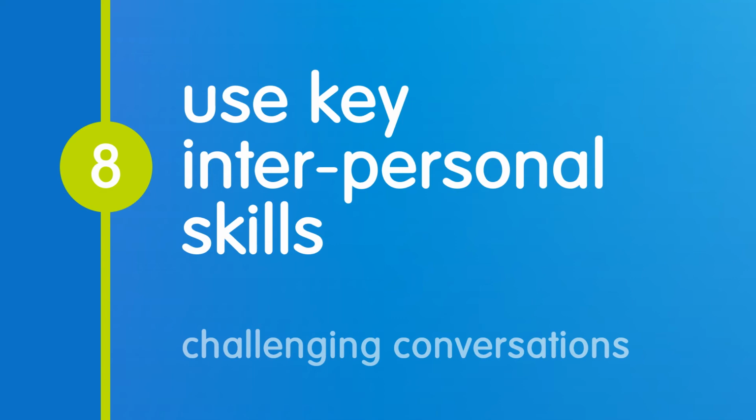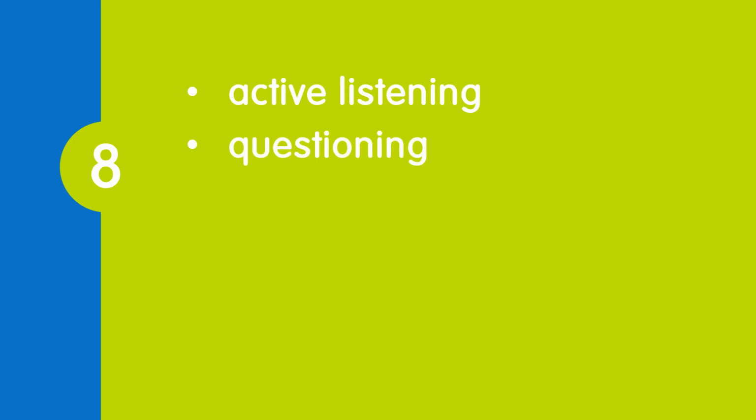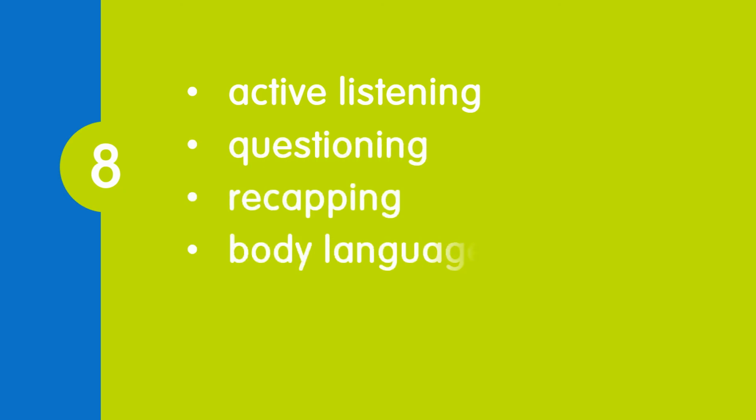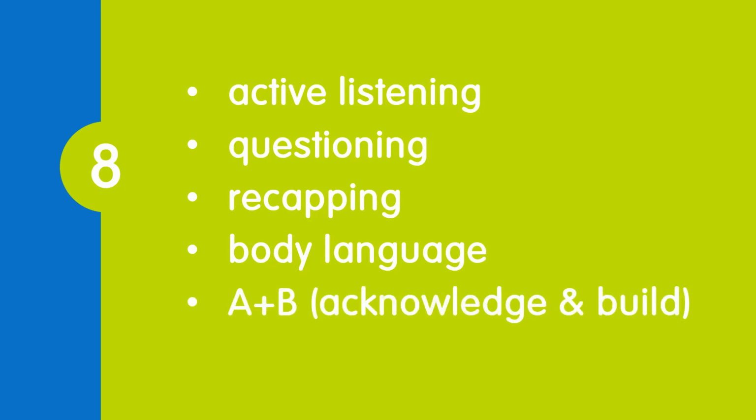Tip number 8 is the third letter I. This stands for interpersonal skills, a set of key small-scale behaviours that you can deliver that make a really big and significant difference. There are many such behaviours, but I'm going to concentrate here on the ones I've found to be most helpful. And these are 5 that I identify: active listening, questioning, recapping, body language, and what I call A plus B, acknowledge and build. So let's talk a little bit about each of these.